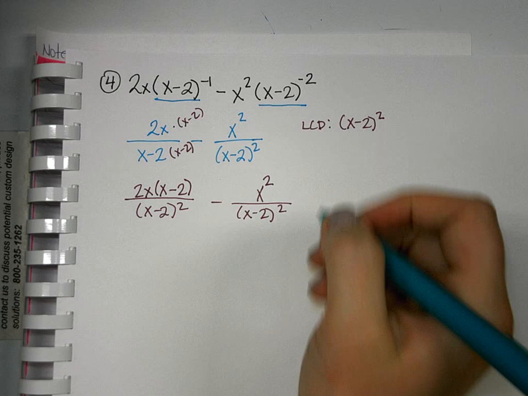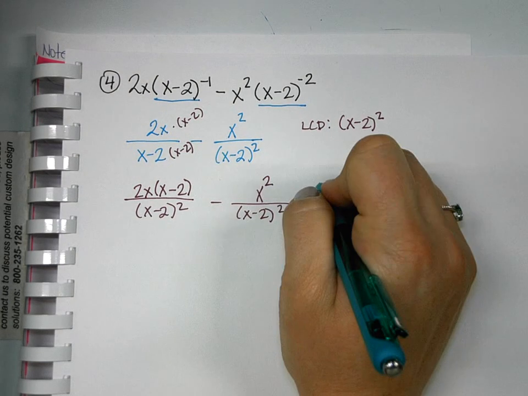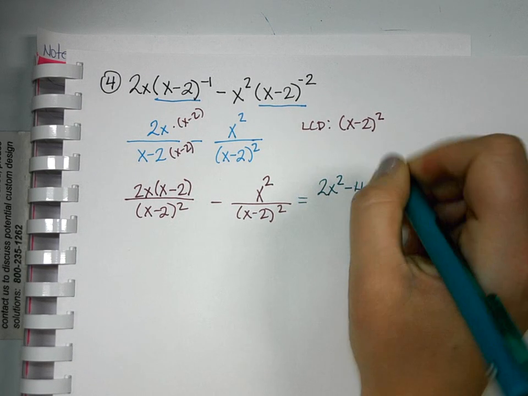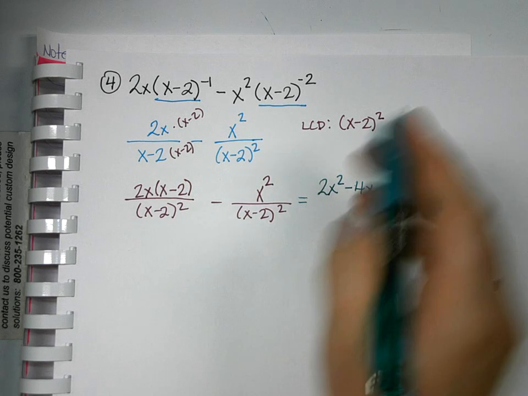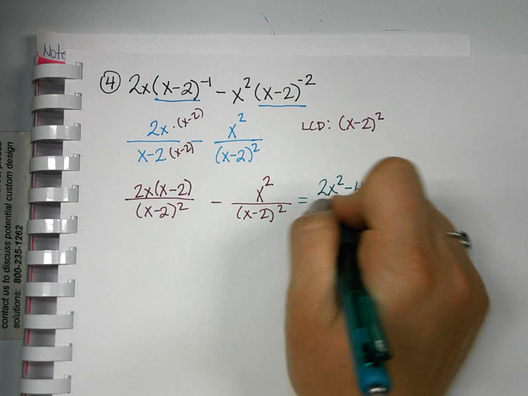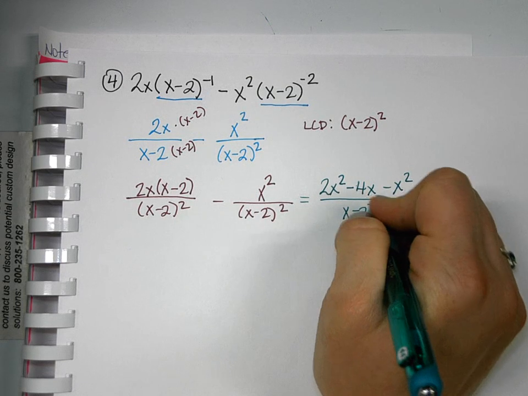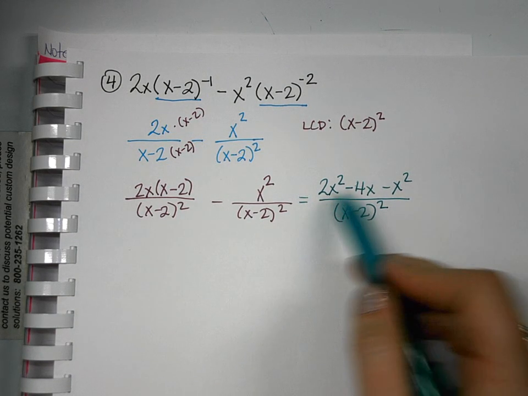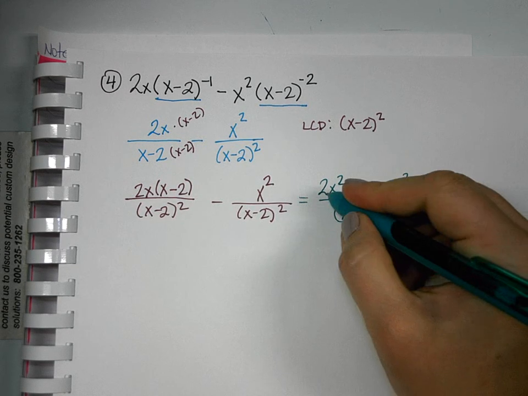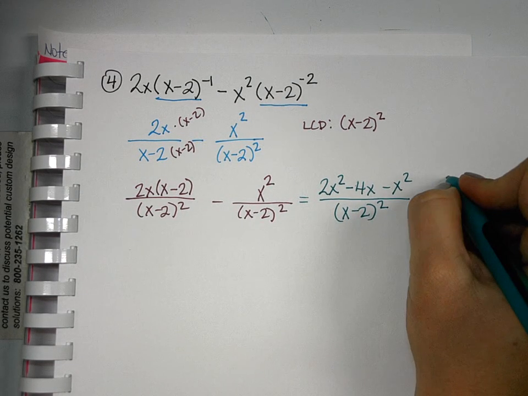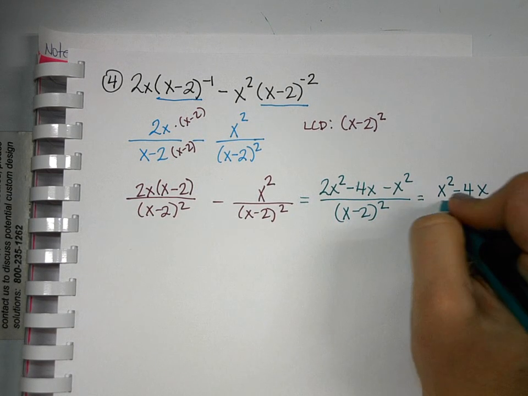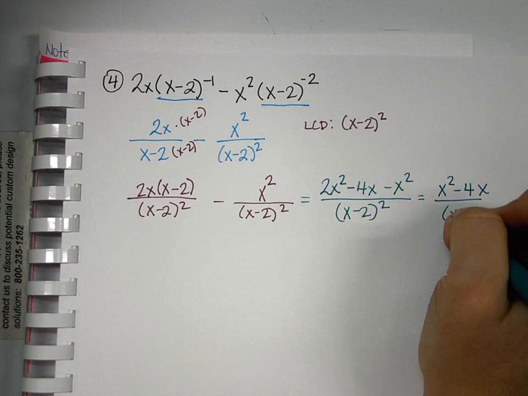So then I'm going to go ahead and distribute the 2x. So I'll have 2x squared minus 4x. And then when I combine them, I'm going to have a minus x squared over my common denominator. And then I'm going to need to simplify by combining any like terms. So 2x squared minus x squared will give me just 1x squared minus 4x over x minus 2 squared.